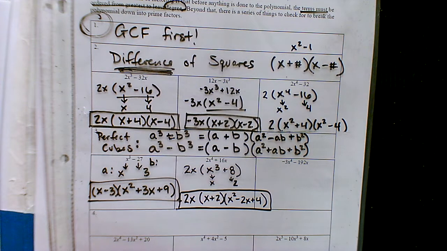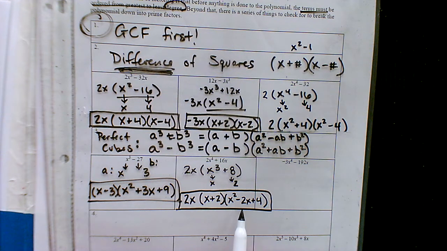I didn't mean to box it in, but we should really check to see if we could go further. So the 2x is pretty simple. The x plus 2 is pretty simple. Can we factor the last one? Can you think of two numbers that multiply to 4 but add to negative 2? No. Okay, so this is actually as far as we can go for that one.